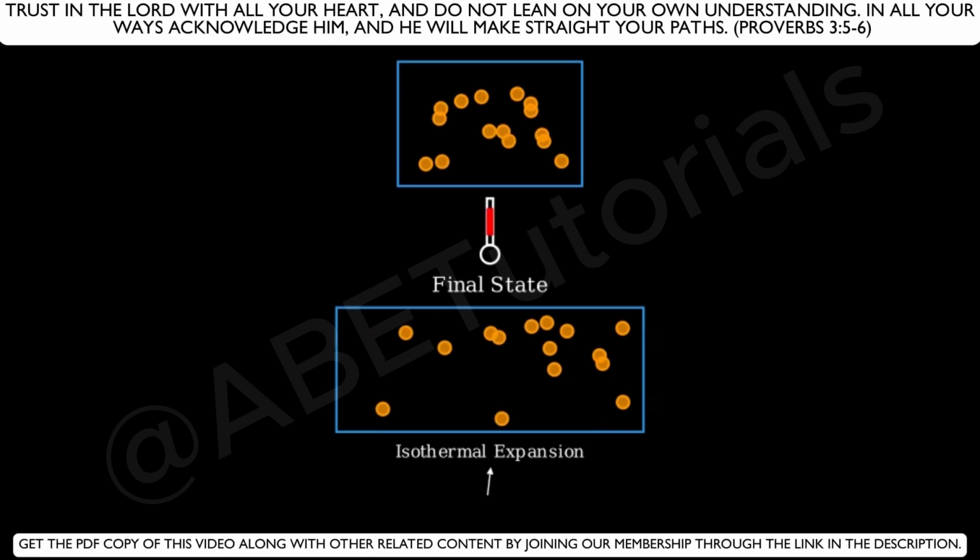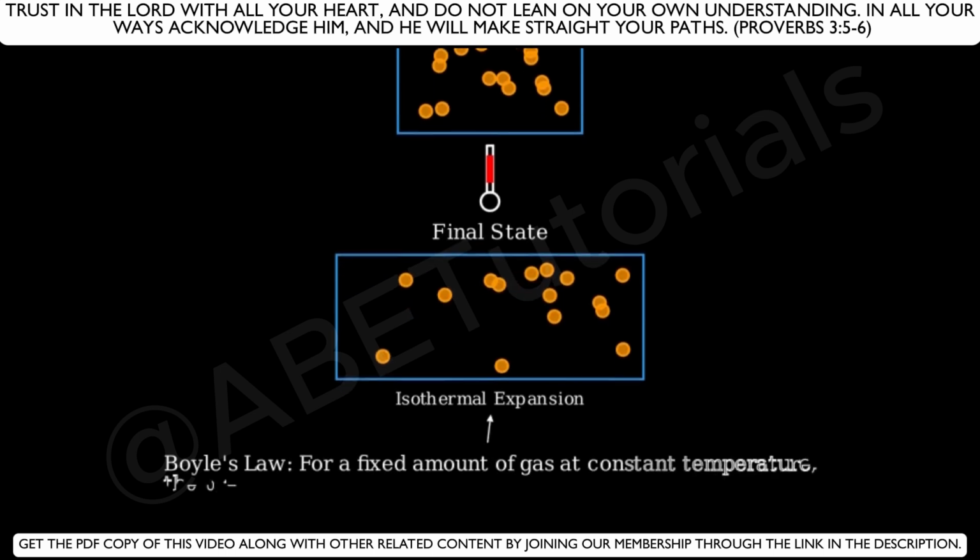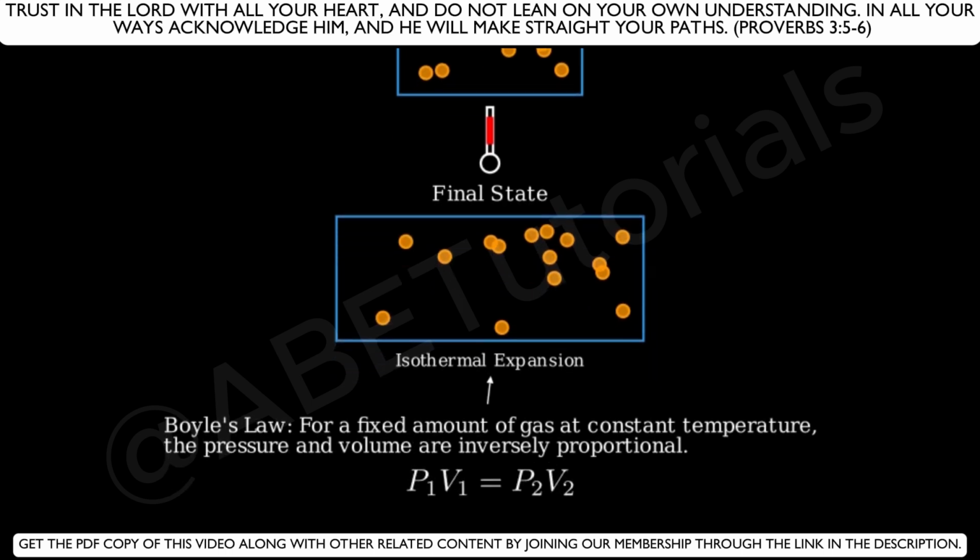For an isothermal process like this, we can apply Boyle's law. Boyle's law states that for a fixed amount of gas at constant temperature, the pressure and volume are inversely proportional to each other. Mathematically, this is expressed as P1 times V1 equals P2 times V2.